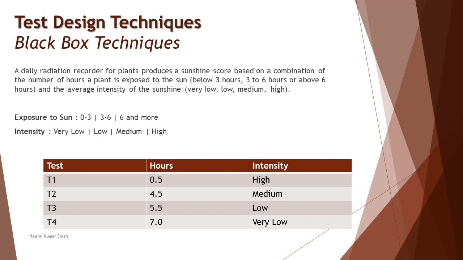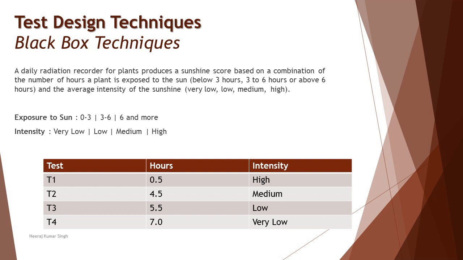Now, if I have to test this particular scenario, how many test cases would I need? Let's apply equivalence partitioning, but before that, let's list down the classes and their classification. The first classification is exposure to sun, and here we have 3 partitions: 0 to 3, 3 to 6, 6 and more. The second classification is intensity, and there are 4 classes: very low, low, medium, and high. You can use any combination to come up with the minimum number of test cases, but you will have at least 4 test cases required here to cover the scenario as per equivalence partitioning.